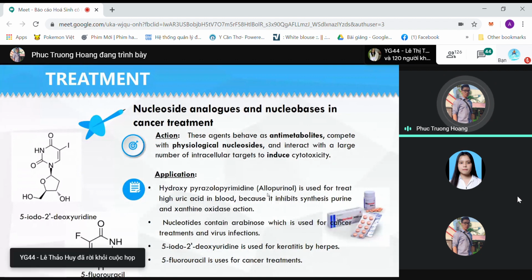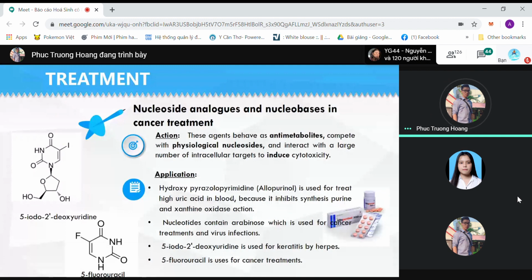Pyrazolopyrimidine, or allopurinol for short, is used to treat high uric acid in the blood, or gout, because it inhibits purine synthesis and xanthine oxidase action. Nucleotides containing arabinose are used for cancer treatment and viral infection. 5-iodo-2-deoxyuridine is used for keratitis caused by herpes. And the last one, 5-fluorouracil, is used for cancer treatment.